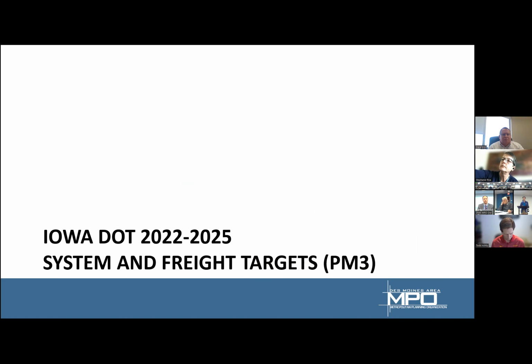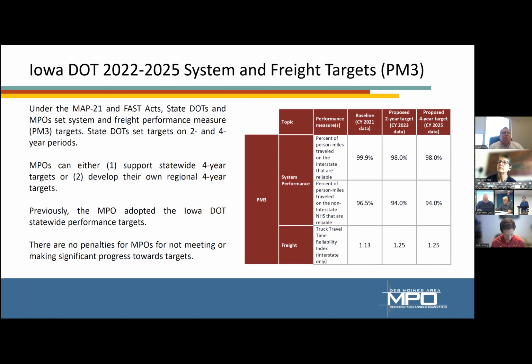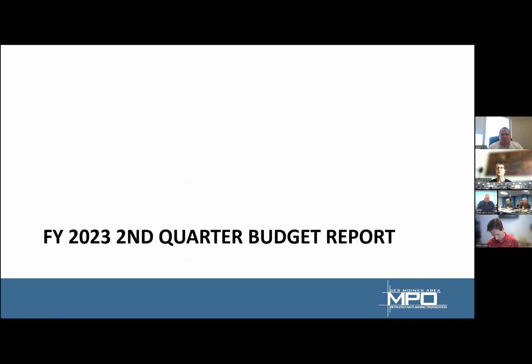Abstentions, motion carries. Item 14, report and vote on the 22-25 system and freight reliability performance targets, PM3. Thank you. The last set of federal measures, system and freight reliability, are on 2 and 4 year cycles. We could set our own regional targets, but we just adopt the statewide DOT ones. Staff recommends approval. Move approval. Second. Motion and a second. Any further discussion? All in favor, say aye. Aye. Opposed, same sign. Abstentions, motion carries.